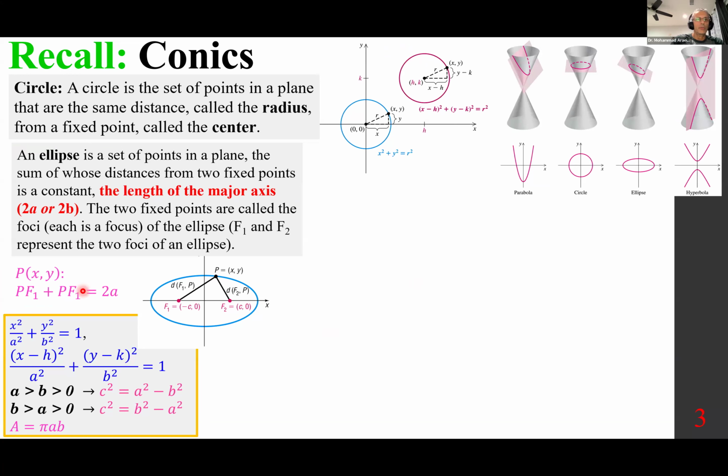And again, it's a pair with coordinates x comma y, so PF1 and PF2.